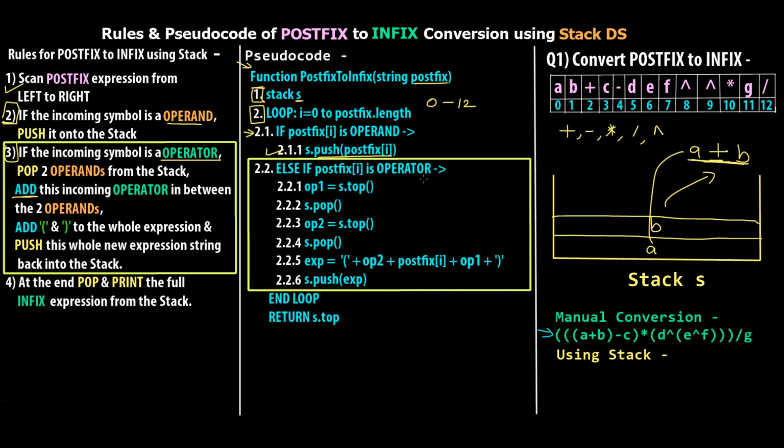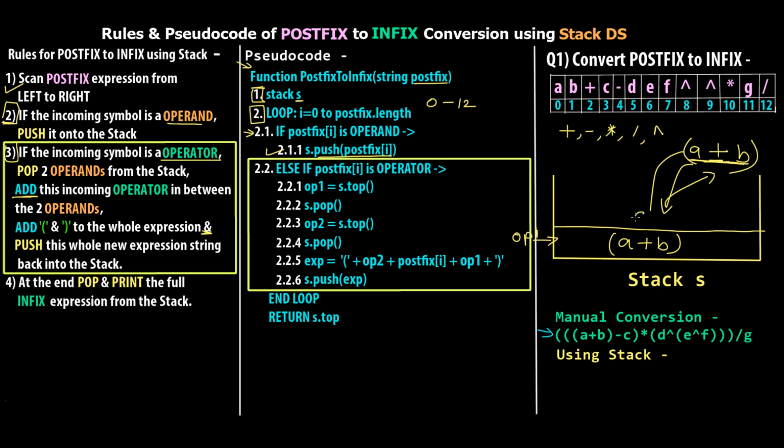So this is what we formed so far. And lastly, we also have to add an opening bracket and a closing bracket. We've popped these 2 operands from the stack, we have formed this A plus B as a new expression, and we've added the opening and closing brackets. Lastly, we have to push this whole new expression string back into the stack. So we will say (A + B), with opening and closing brackets, and this is now pushed into the stack. This is considered as one operand now. So this will be considered as OP1 the next time we get an operator.